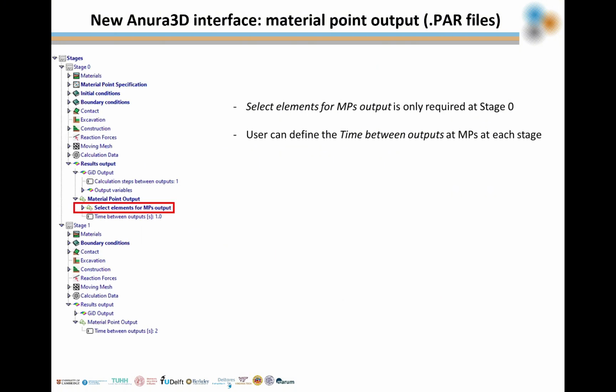As a continuation of the previous slide, material point selection is only required in stage 0. Users can now define the time interval for material point output separately at each stage. This provides more flexibility and better file management.